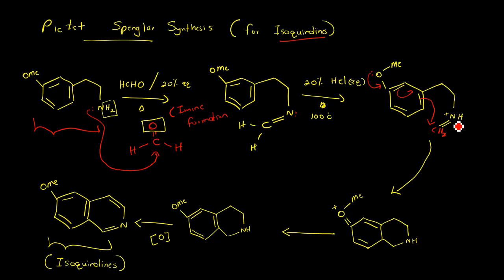Remember, now this nitrogen is positively charged. Due to this positive charge, the electron density in the bond between the carbon and nitrogen is pulled away from the carbon, as the nitrogen pulls the electrons back towards itself. So the carbon is relatively electron deficient. This attack over here is much more feasible when the nitrogen has a positive charge.